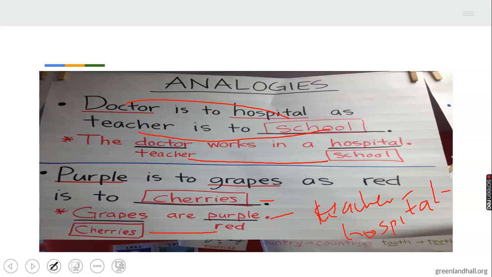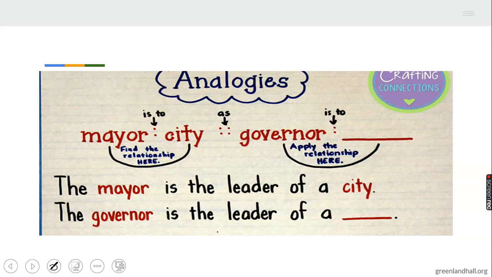Now grapes are purple, cherries are red. Can you see? So one way or the other, maybe the means of communication, just like we saw ship and plane, or maybe the way we feel, that's Amatan and heat, or the profession, doctor, hospital, teacher, school, or the colors, purple talks about grapes, cherries, and red. Do you get it now? That is analogy. You can see that in all the examples I've been giving you, there is a particular correlation one way or the other.